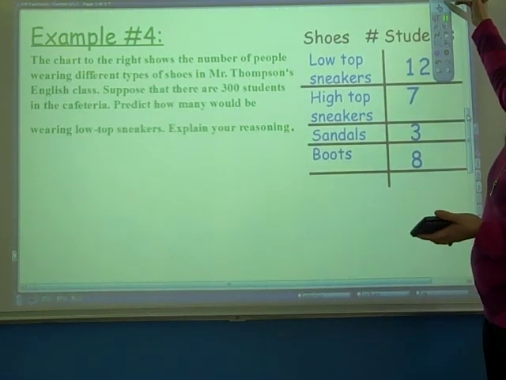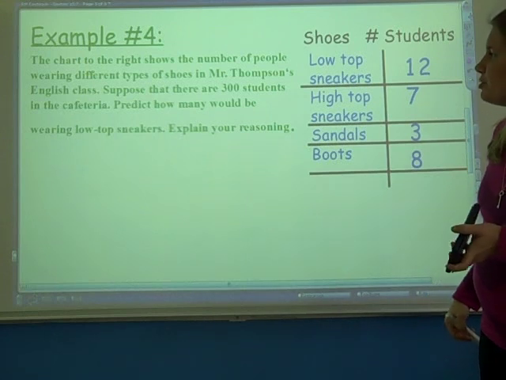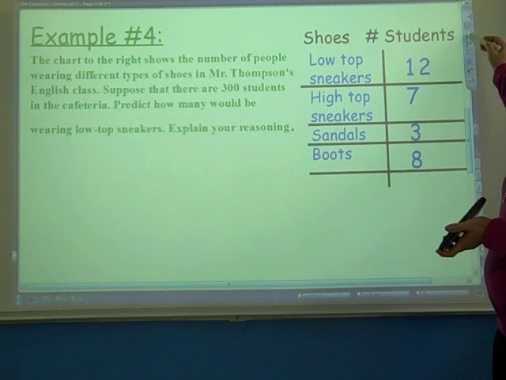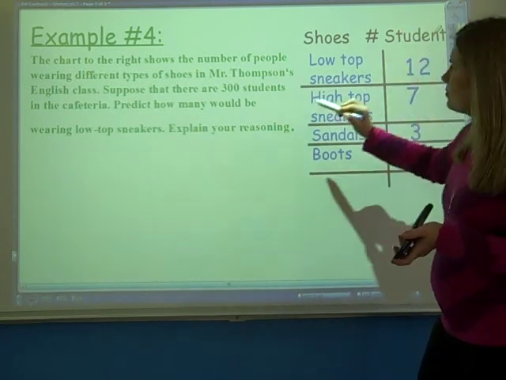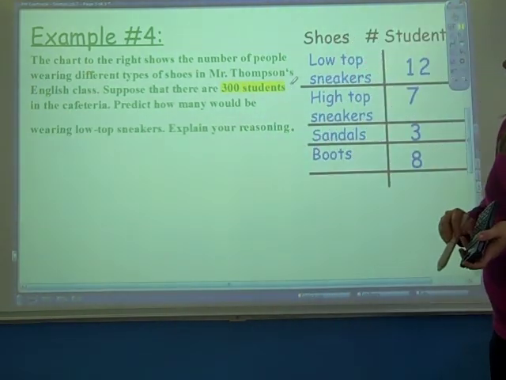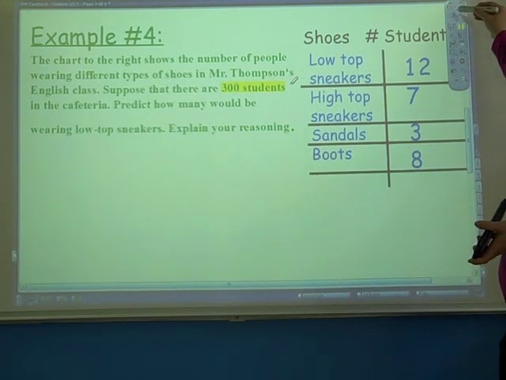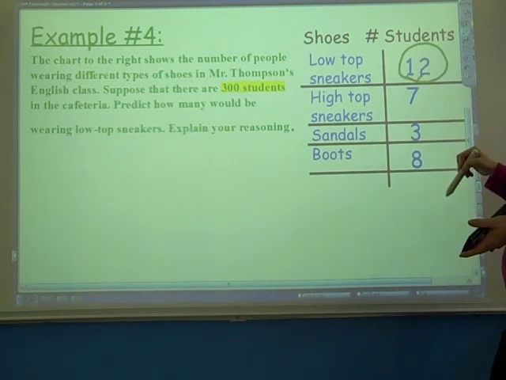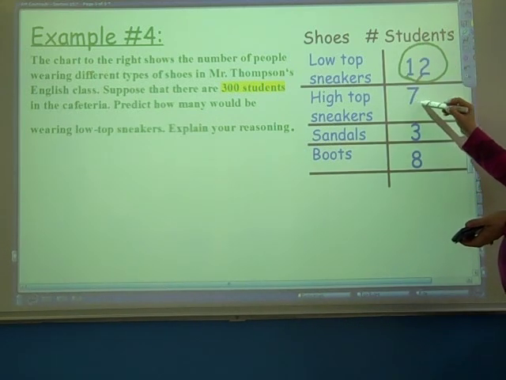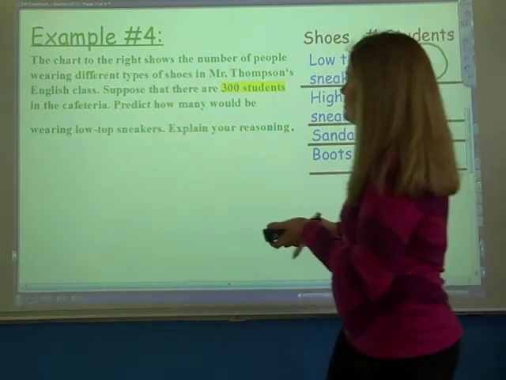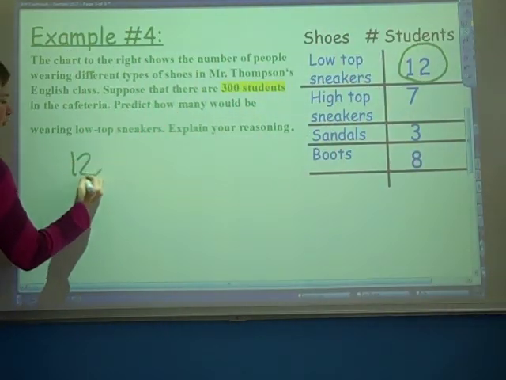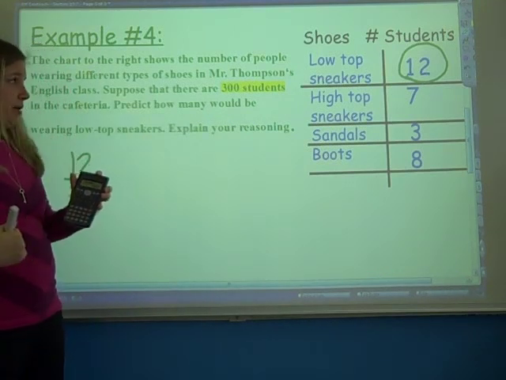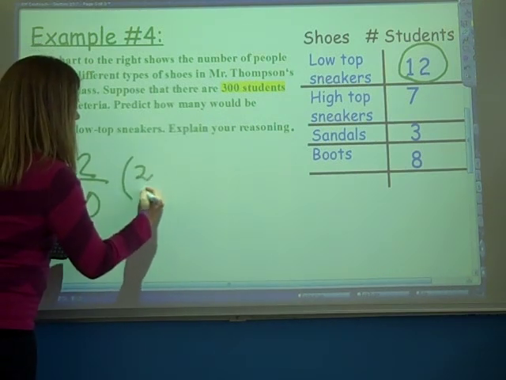The chart to the right shows the number of people wearing different types of shoes in Mr. Thompson's English class. Suppose there are 300 students in the cafeteria. Predict how many would be wearing low-top sneakers. Explain your reasoning. So first, low top would be 12 out of, let's see, this is 10, this is 20, so out of 30. 12 kids out of 30. That's our probability for low-top sneakers, our experimental probability. And we want to do that times 300.